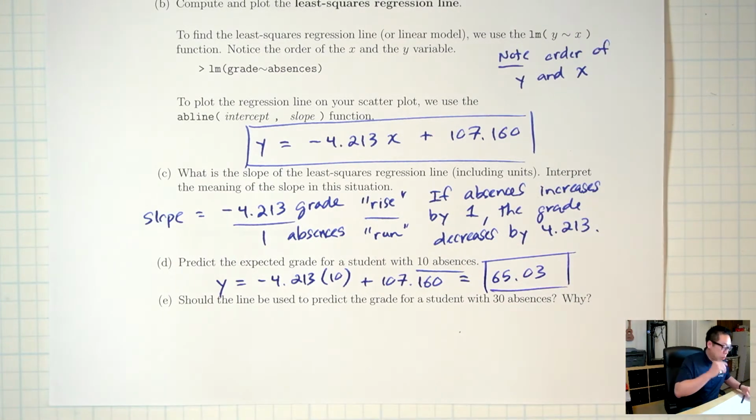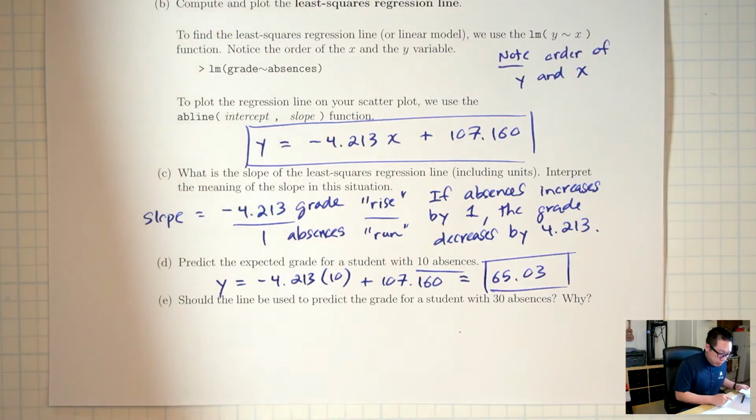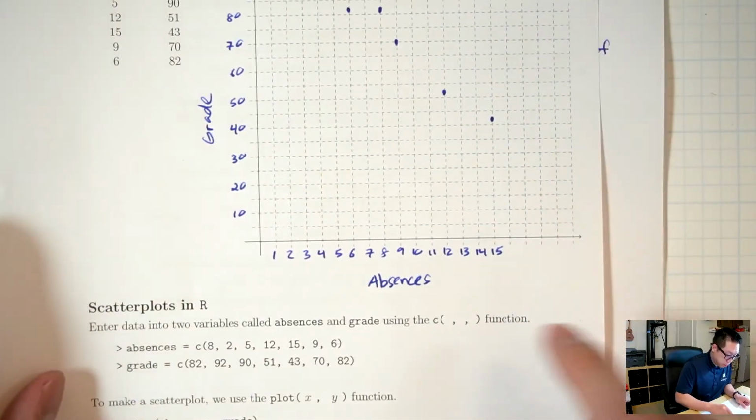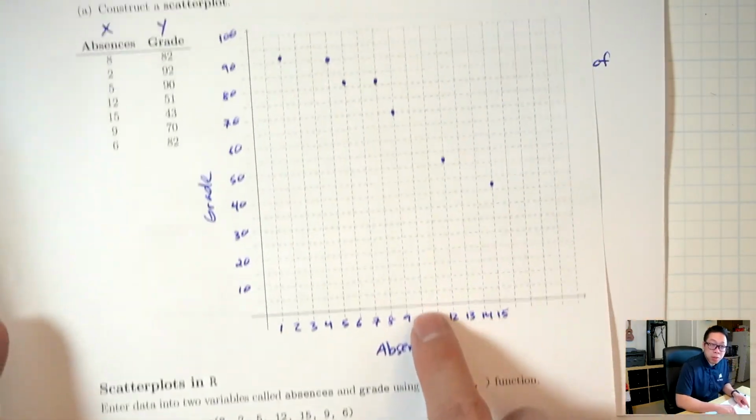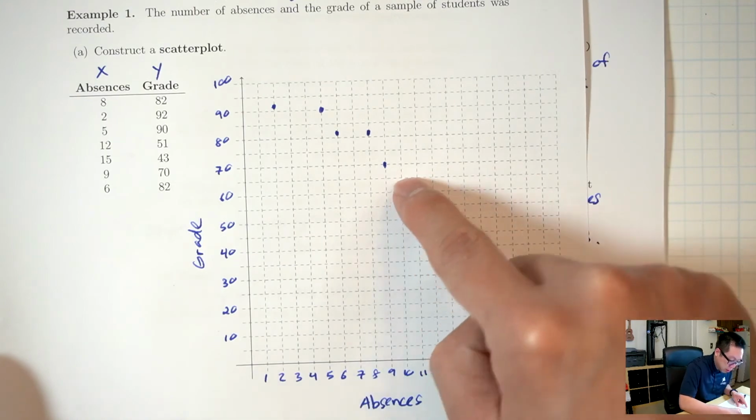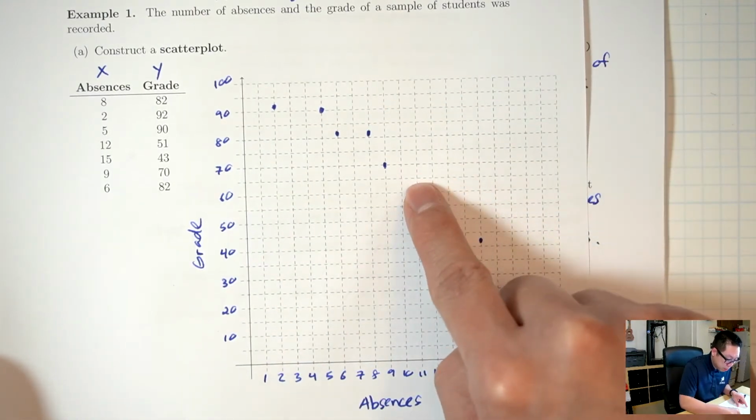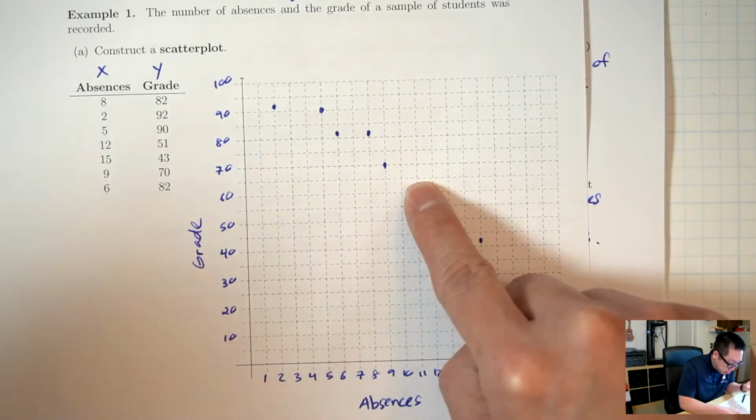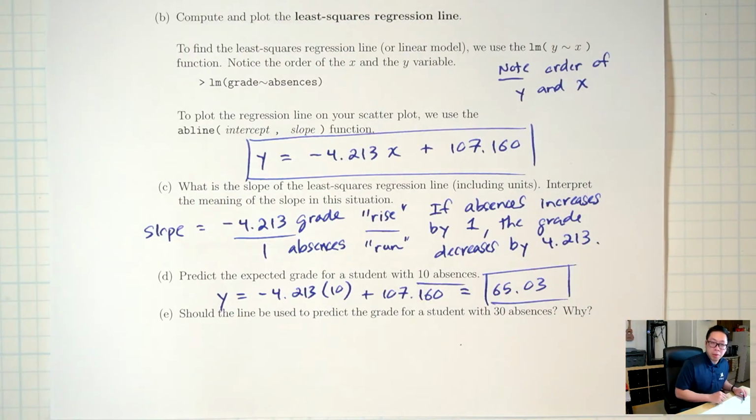All right, so let's take a look at our picture and make sure that makes sense. For a student with 10 absences, we expect the answer to be somewhere here, if it's going to match the pattern, which is around 65. Okay, that looks correct.